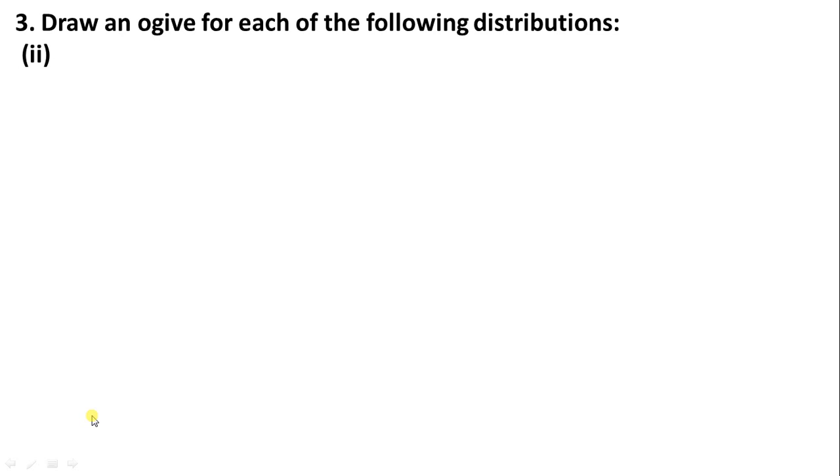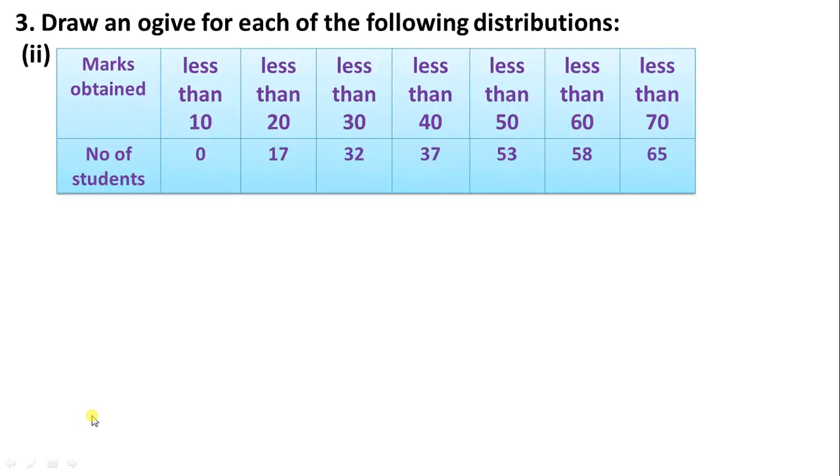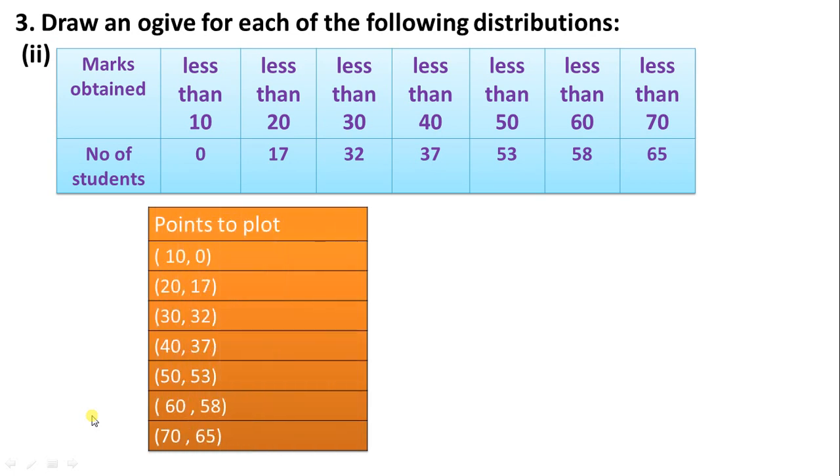In the second question also, the given frequency distribution is less than 10, less than 20, less than 30, less than 40, and so on, and hence the given values are not frequency. The given values itself are called cumulative frequency. Consider the table to mark the points on the graph: (10, 8), (20, 17), (30, 32), (40, 37), (50, 53), (60, 58), (70, 65). These are the points to mark on the graph.